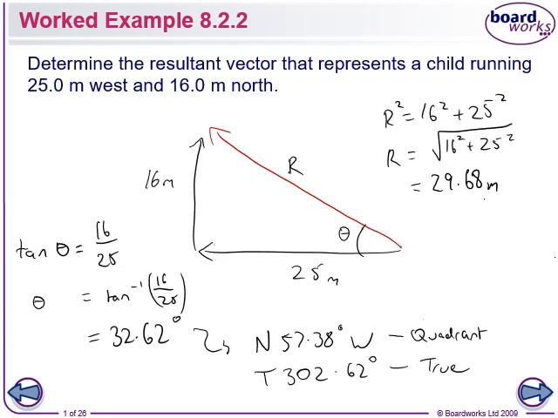So either one of those is okay. As is, oh no, I wouldn't say above the horizontal because east and west aren't horizontal. So no, use quadrant or true bearings there. Any questions?